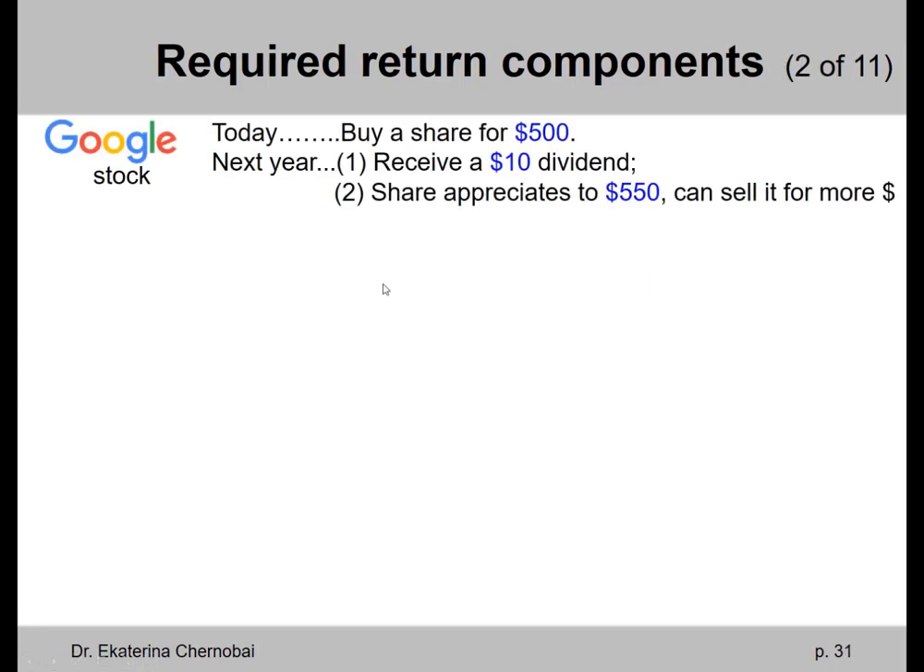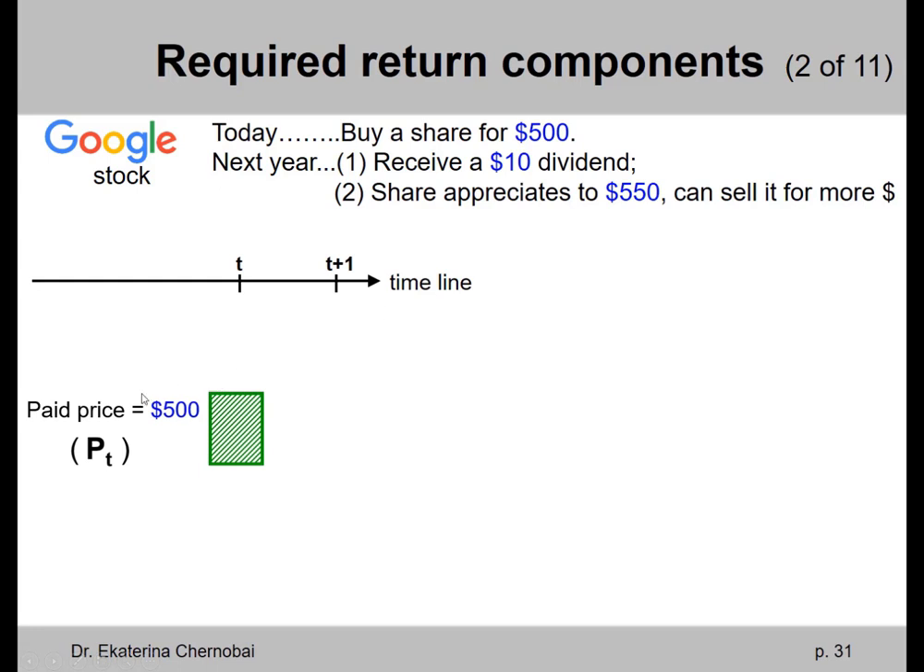Let's start with an example. Let's say you're buying Google shares. They kind of fluctuate in price a lot, but let's make something simplified. Let's say today you could pay $500 for a share. And let's say next year you're expecting to receive a $10 dividend, and if you sell the share, you would get $550 for it. So you're paying a $500 price today at time t.